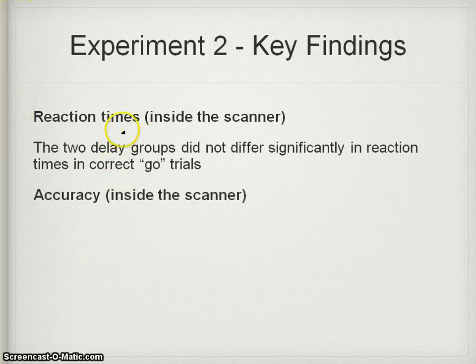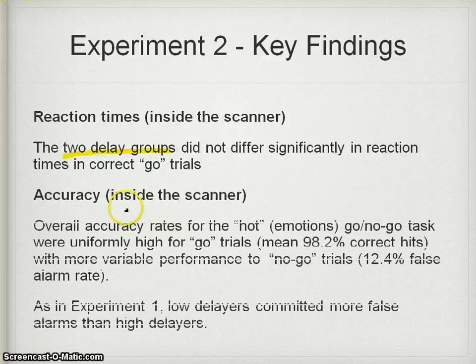Okay. For experiment 2, similar thing for the reaction times. There was no significant difference in reaction times. They're both clicking very fast. No significant differences. The accuracy for the hot emotions, though, go no-go tasks, were uniformly high for the go trials across everybody. Okay. More variable performance on the no-go trials, 12.4% false alarm rate. So false alarm rate, clicking when they shouldn't have done. Okay. As in experiment 1, low delayers committed more false alarms than the high delayers.